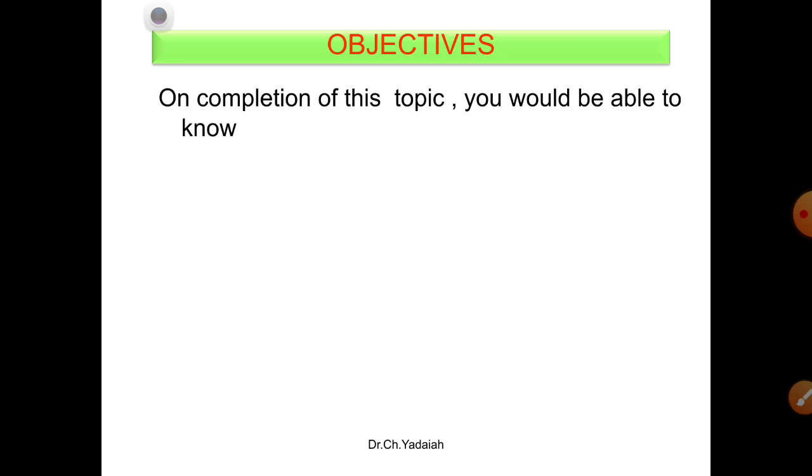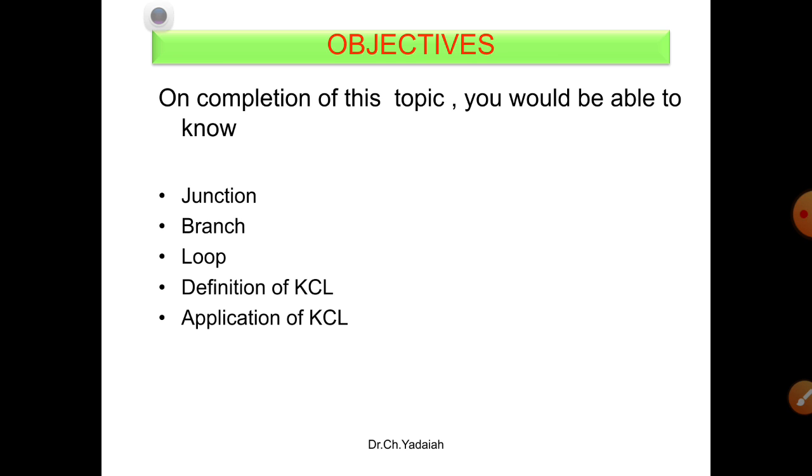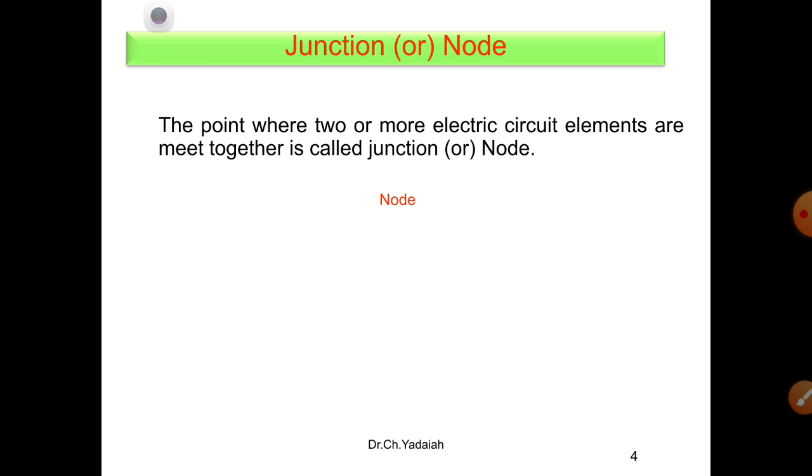Our main objectives on completion of this topic: you would be able to know what you mean by junction, branch, loop, and mesh, the definition of Kirchhoff Current Law, and the application of Kirchhoff Law. Okay, let us see one by one.